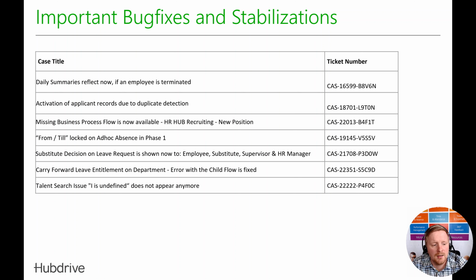The substitution decision on leave requests is now shown to the employee, substitute, supervisor, and HR manager. The carry forward leave entitlement on department error with the child flow is now fixed, and there was an issue regarding talent search. When you wanted to run the talent search, there was sometimes an error, and it said I is undefined. This will not happen anymore.